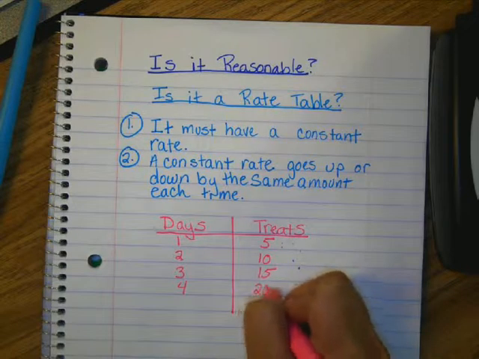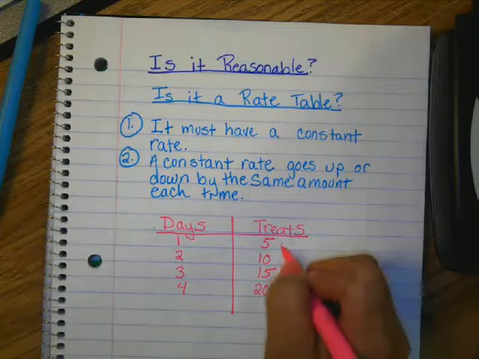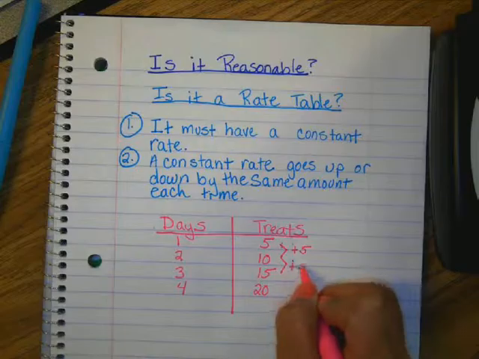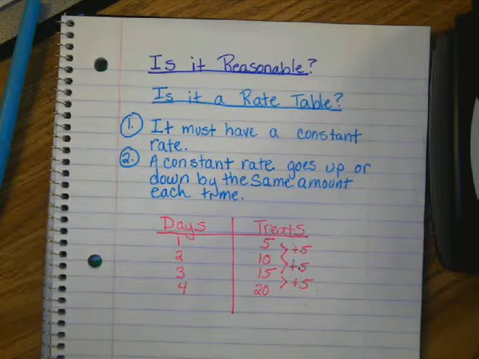Good. What is my unit rate? Does anybody know? Want to try? Johanna? The unit rate is 5. Are we adding, multiplying, subtracting? We are adding 5. So off to the side, I can write plus 5 to show that.